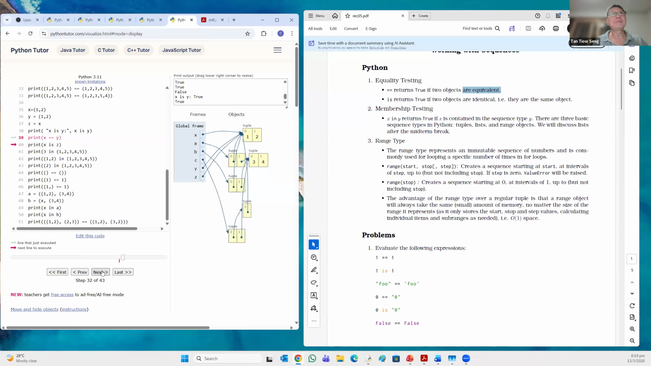Okay, true. x is z. True, because they're identical. x is this object, z is the same object. True also.